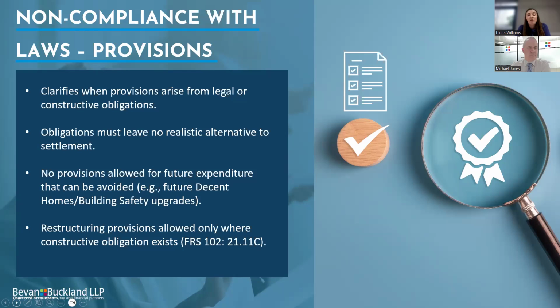If an organisation could avoid the expenditure through future decision or by changing its plans, then a provision cannot be recognised under FRS 102. So, no provision for avoidable future costs. The standard is clear that provisions cannot be made for future expenditure that the organisation can avoid, even if that expenditure is planned or likely.